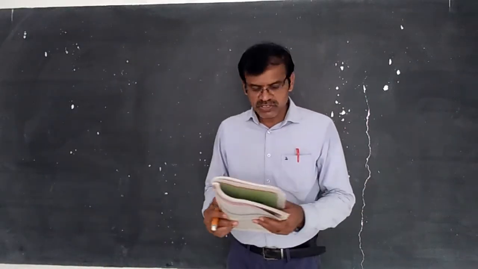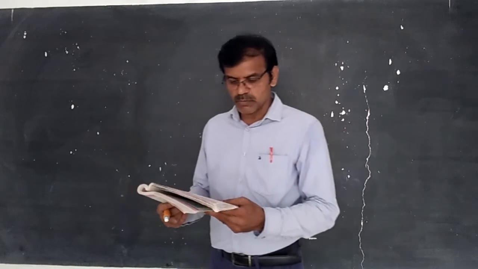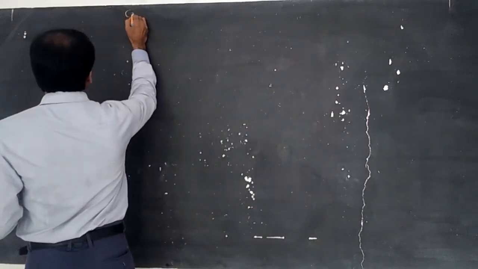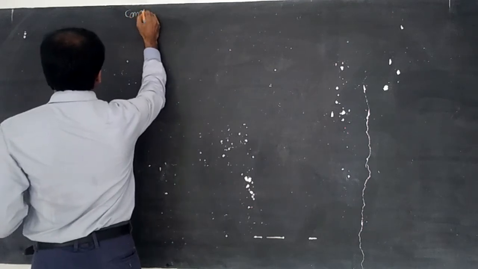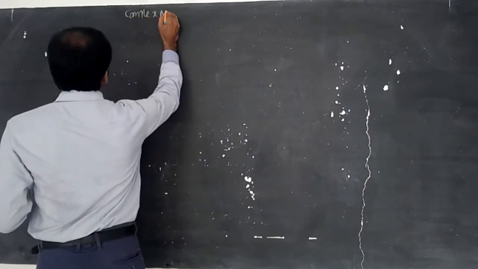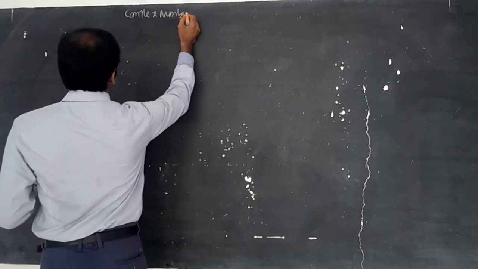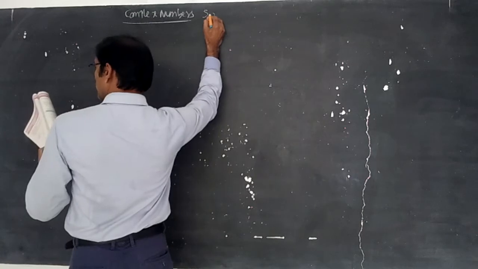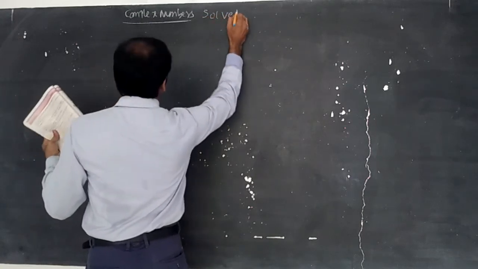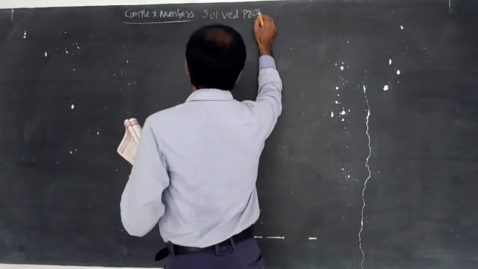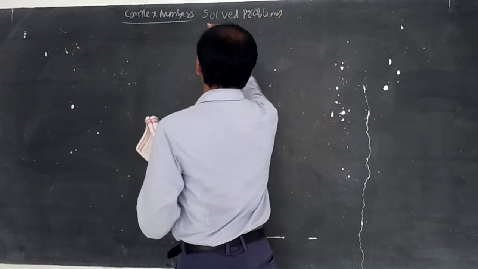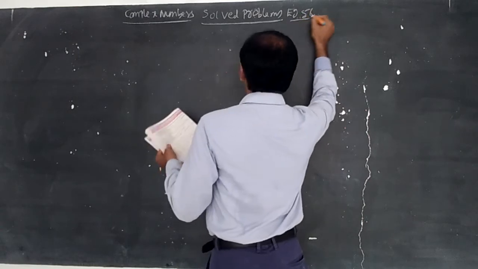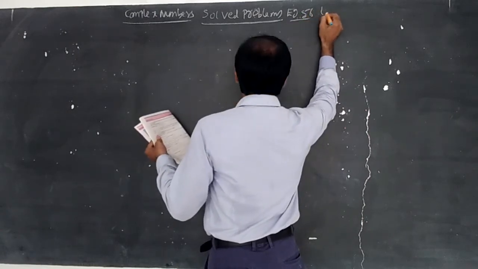Let us continue the complex number topic examples, solved examples, page number 30. Example 4 completed. Complex number chapter. Solved problems, Example 5 and 6. Page number 30.